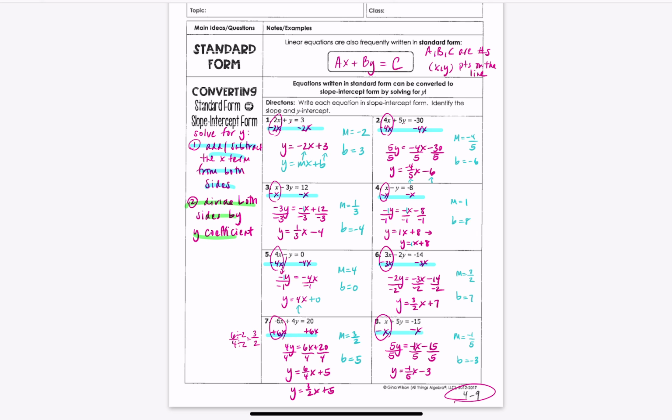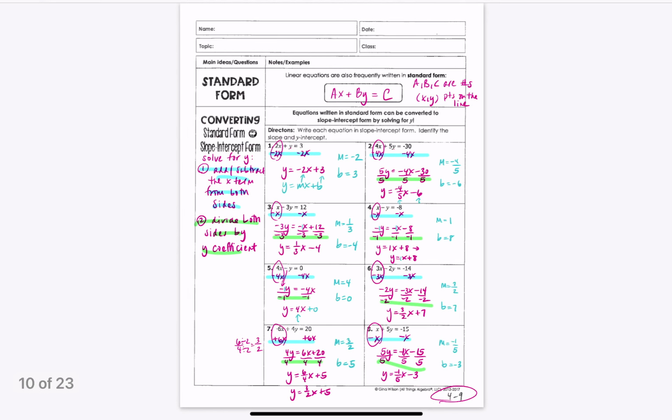On the first one, you didn't need to, but on the second, you had to get rid of the 5. You had to get rid of that minus 3, right? That's your second step, dividing everything by the y coefficient. And then you get y alone. You might do some simplifying, but once you do that, you can find your slope and your y-intercept. So that is standard form.